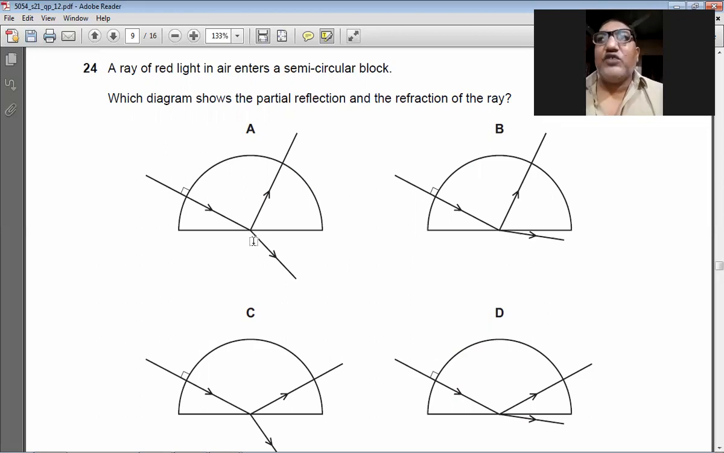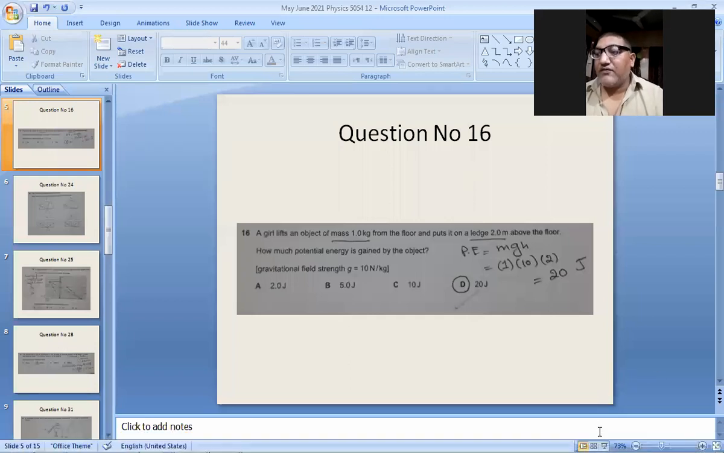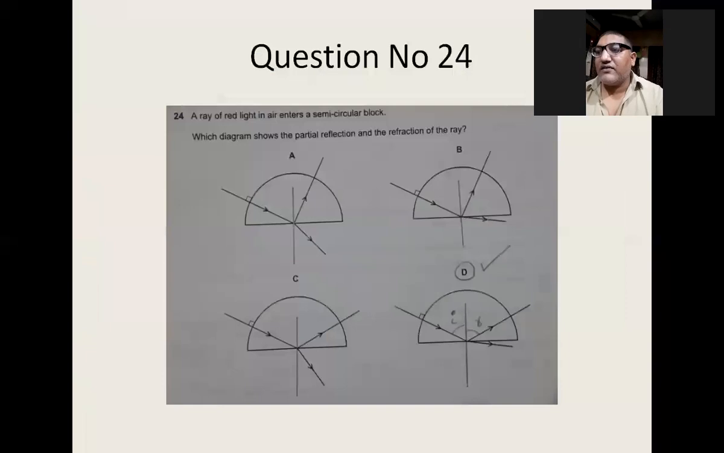For that purpose, you have to draw a normal at this point where the light is emerging from this glass block. So in all these diagrams, I will draw a normal. Let me show you my work, and from there you can see how this is done. So on your screen, question number 24 is showing up. You can see that in diagrams B, C and D, I have drawn the normal at the point where the light enters from the glass into the air.